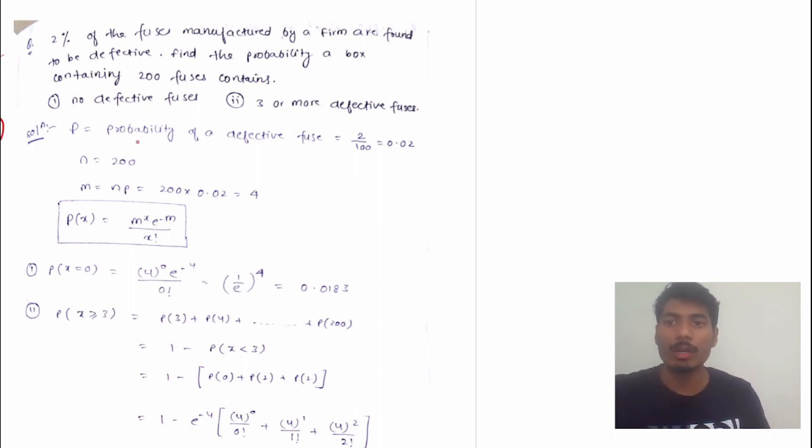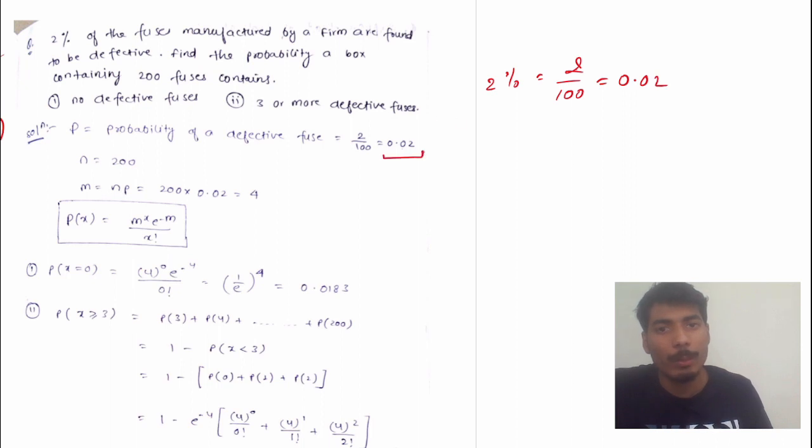So here p is what? The probability of a defective fuse means the probability of success, and the probability of success is how much? 2%. Find the probability of a box containing 200 fuses, and the number of trials is how much? 200. So the probability of a defective fuse is 2%. How can we write 2% as a fraction? 2 by 100, which means 0.02. So 0.02 is our p, the probability of success, the probability of a defective fuse.